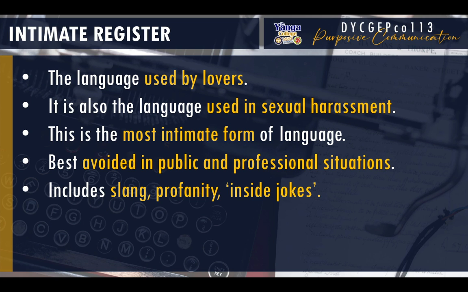Finally, we have the intimate register. This is the last type of register we're going to talk about. From the word intimate, this is used by lovers. The language here is used by lovers. It is also the language used in sexual harassment. Paano naging sexual harassment, sir? Pang mga lovers 'to, di ba?